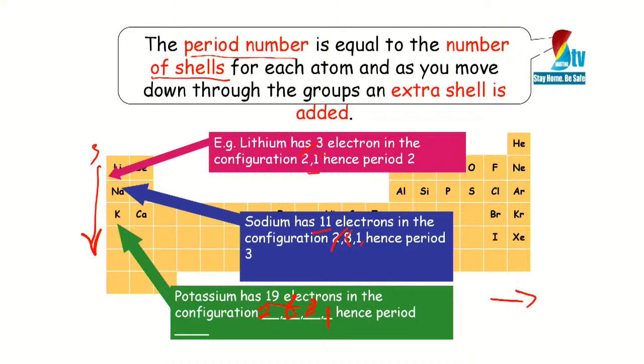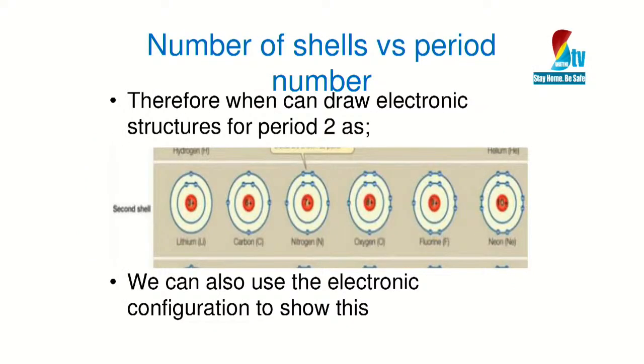And this is why these are placed in group 1, because we say that you are placed in a group because of your valency electron. And hence you'll also have the same chemical properties as the members of the same group.